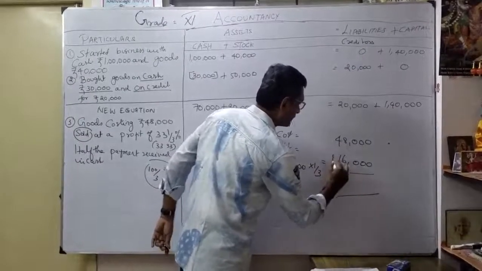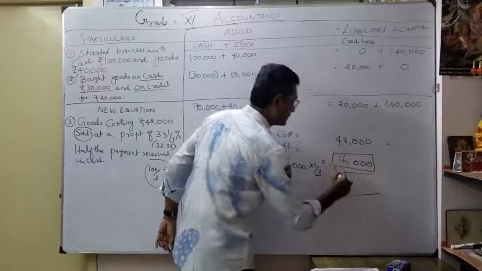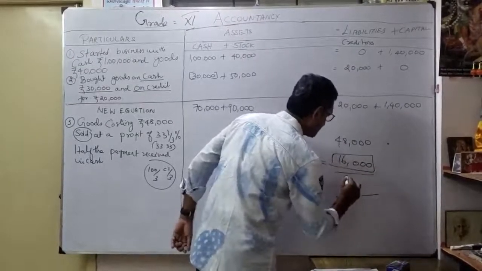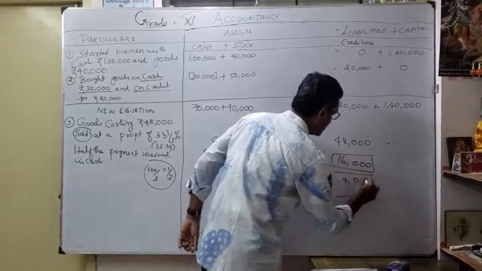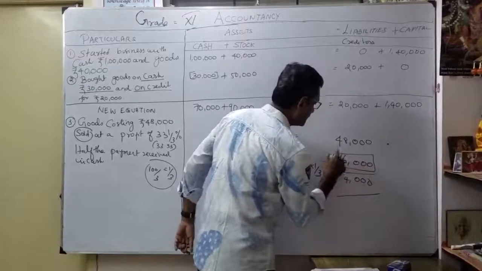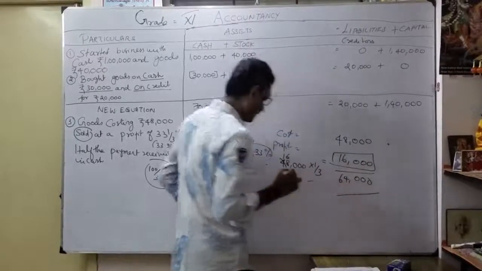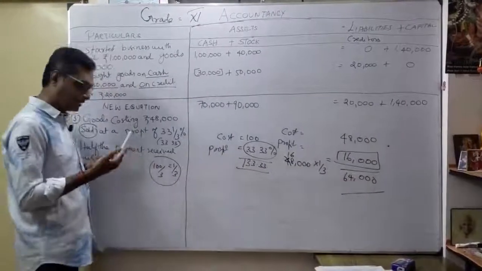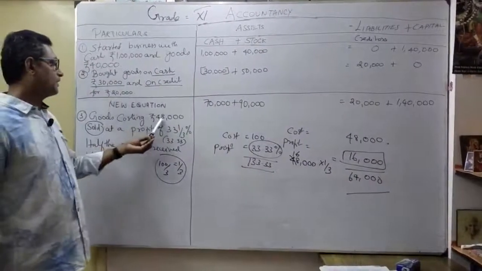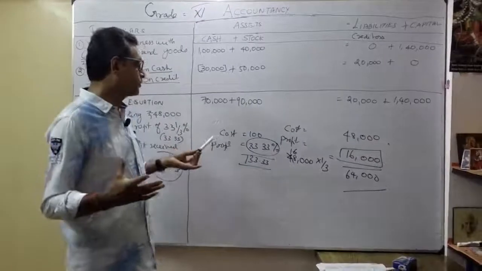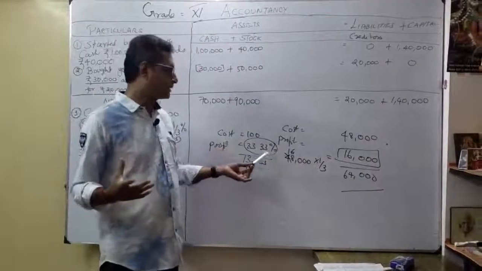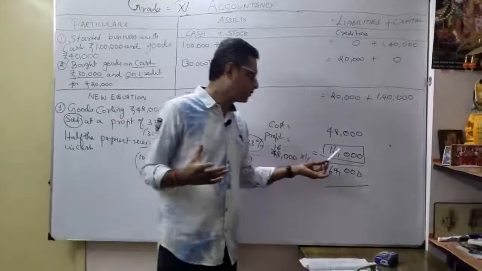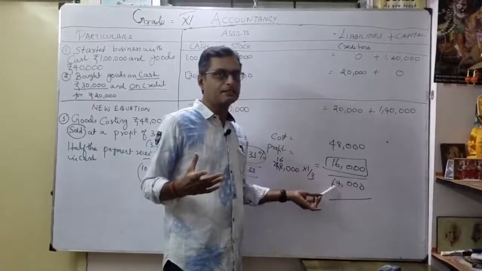Now what is the profit? 16,000 profit. So what is my sale? 8 plus 6 is 14, carry 1. So 64,000 is my sales. Now understood? That's what is written in the figure here. 48,000 worth of goods is sold at a profit of 33%, nothing but 1/3. The profit is 16,000. So what is my sales?